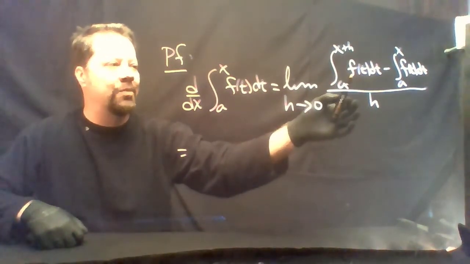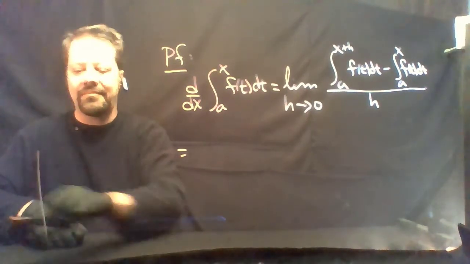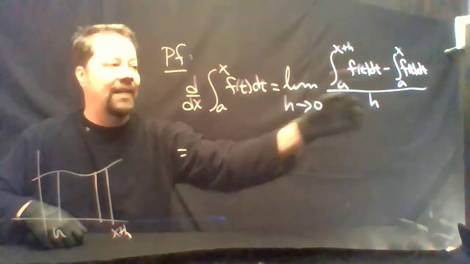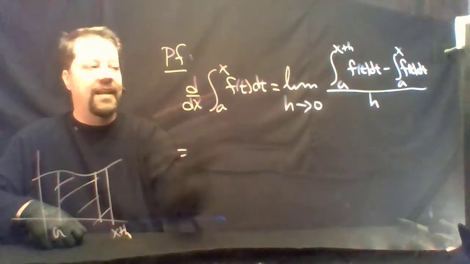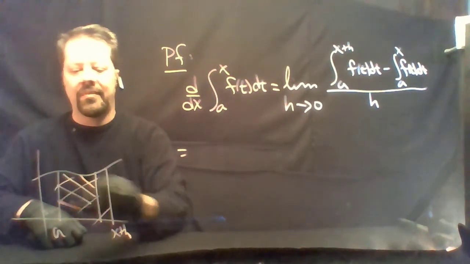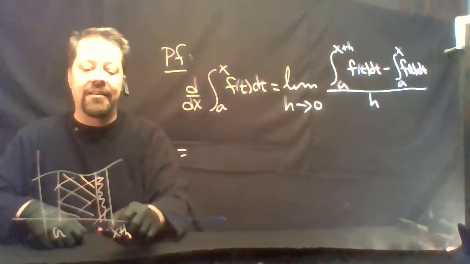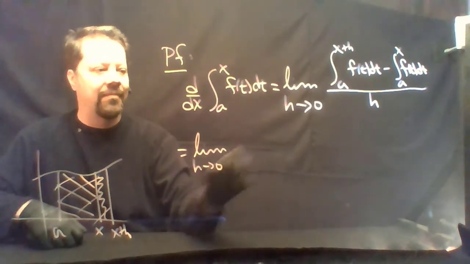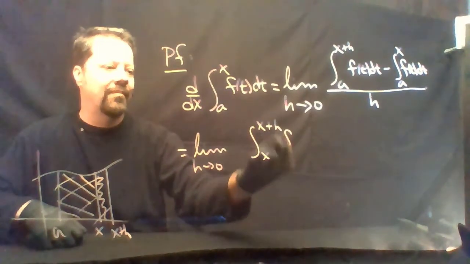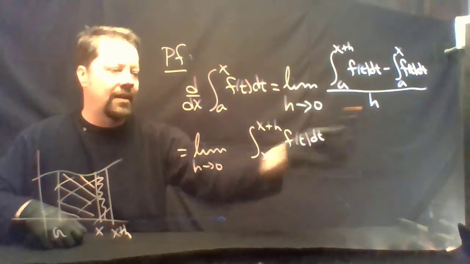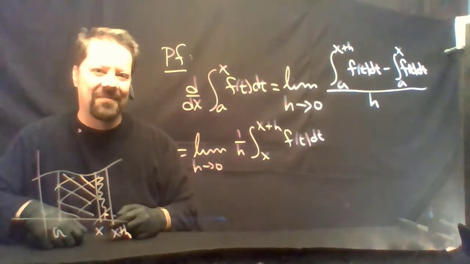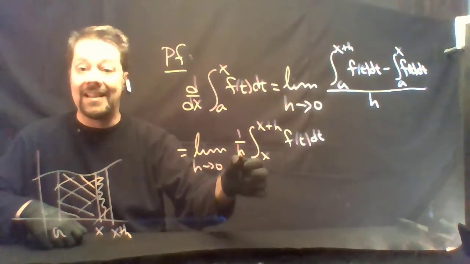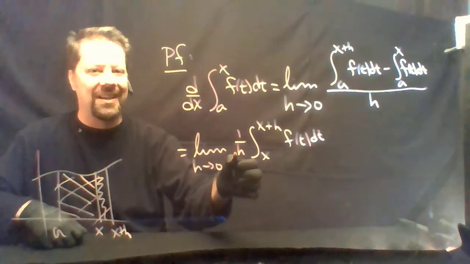Now, the first term in the numerator gives us the area from a to x plus h, and we're subtracting the area from a to x. What's left over should be the area from x to x plus h. And I'll put this 1 over h out front. You might now see that what we have here, b minus a, is h. We have out front 1 over b minus a.